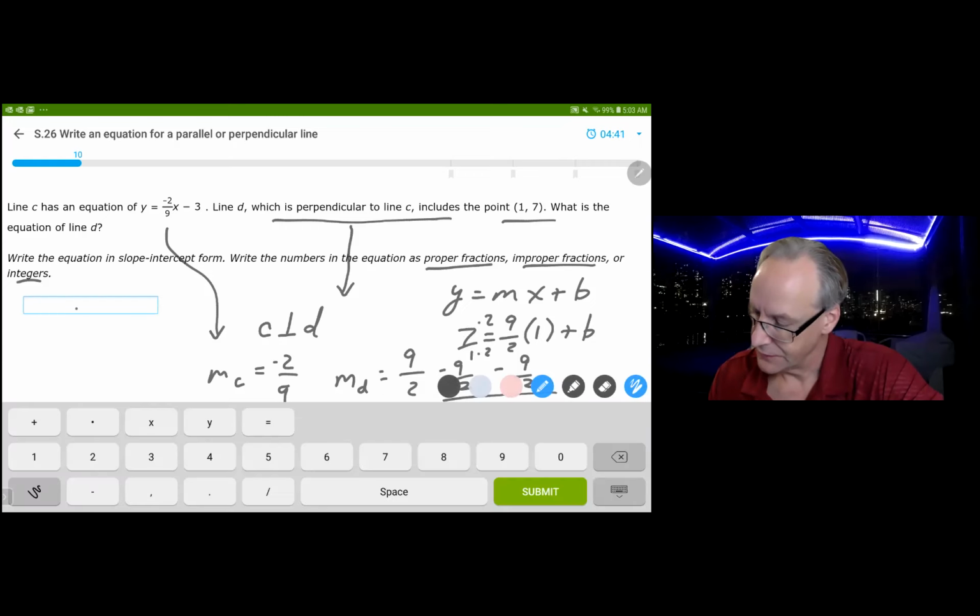So our equation is y equals 9 over 2 x, and we have a plus 5 over 2.